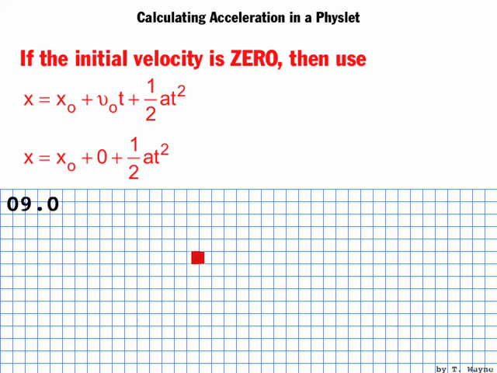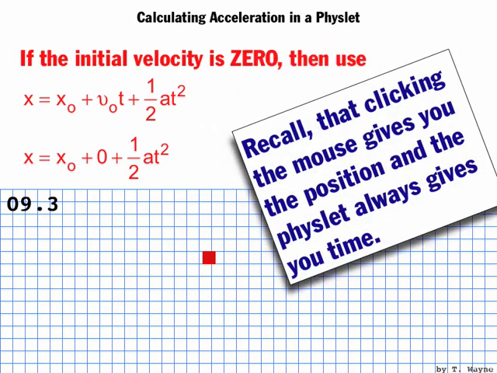Because remember, in a Physlet, when you click the mouse, you can always find its position. And of course, the time always ticks off in the top left-hand corner, somewhere on the animation itself.